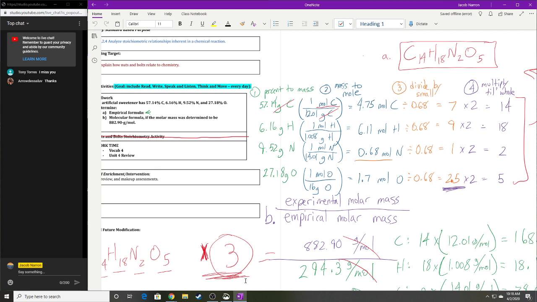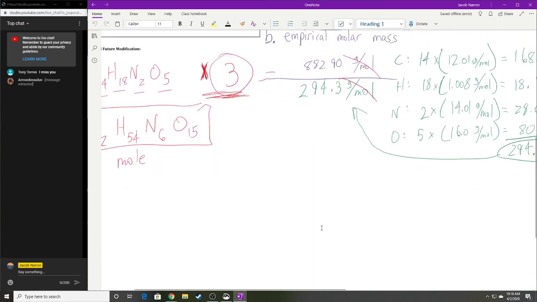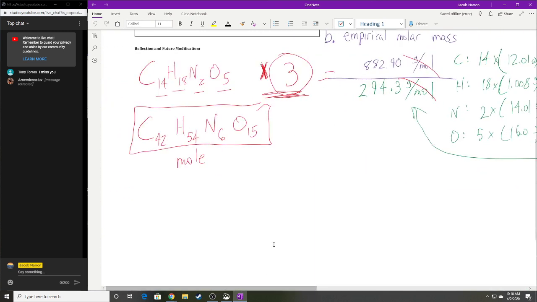14 times 3, I get 42. 18 times 3, I get 54. Next, 2 times 3. I'm not going to do that in my calculator. I almost did. I got 6. And then last, I'm going to have 15. So here's going to be our molecular formula. Oh, no, you can't see it. I was doing all that work, and you guys can't see anything. So this is my molecular formula, and that's the answer for part B.